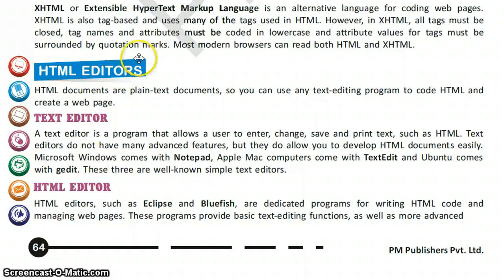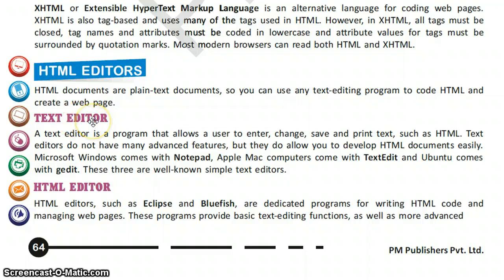Now, HTML editors. What is an HTML editor? An HTML editor is a text editing program, and it is used to code HTML or to create a web page. The document which we use for writing the HTML code is called an HTML editor. So we have different types of HTML editors.